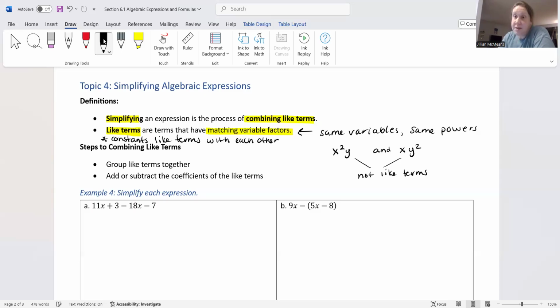Now, as far as the steps to combining like terms, for some students, it's really, really helpful to group your like terms together. So if you're struggling with this, completely rewrite your expression and group your like terms side by side and then continue. But essentially what we do is we want to figure out what our like terms are, and then all you have to do is add or subtract the coefficients and then just keep the variable part the same, okay? So add or subtract the coefficients of like terms and then keep the variable part the same.